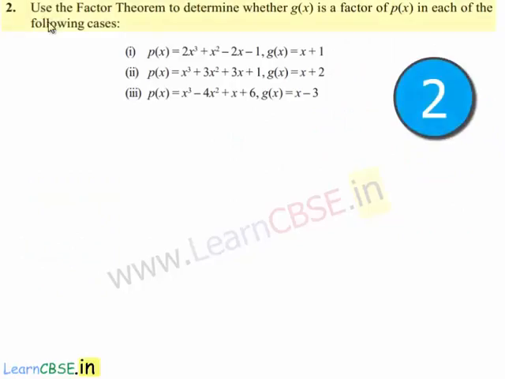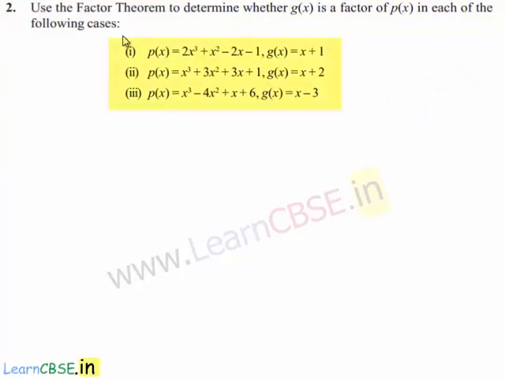Coming to the second problem, use the factor theorem to determine whether g of x is a factor of p of x in each of the following cases. We have been given three polynomials. P of x is equal to 2x cube plus x square minus 2x minus 1, and g of x is equal to x plus 1.